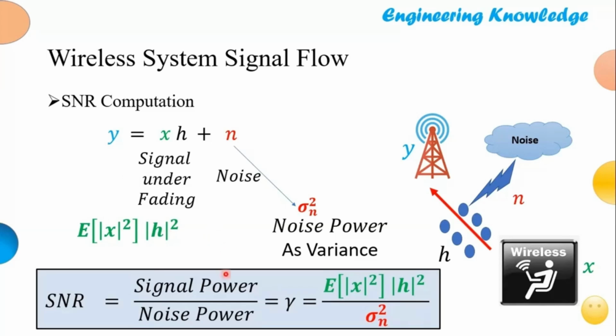This is signal power, and this is the noise power. So it is expected value of mod x square into mod h square upon sigma n square, which represents the gamma of the channel.